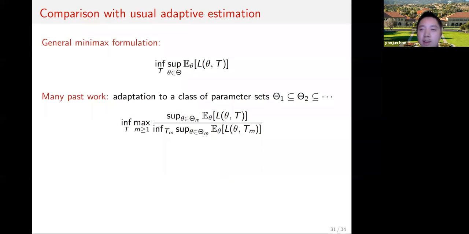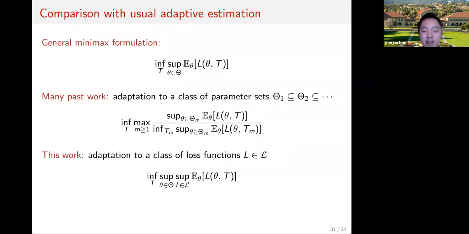For example, in non-parametric density estimation with a global loss and with different smoothing parameters, it could be shown that this quantity is upper bounded by a constant, meaning that there is essentially no price to pay for adaptation. As another example, for the same density estimation problem, but with the loss function at a point and still with different smoothing parameters, people could show that this quantity is lower bounded by some logarithmic factor going to infinity, meaning that there will be a strict price to pay for adaptation in that scenario.